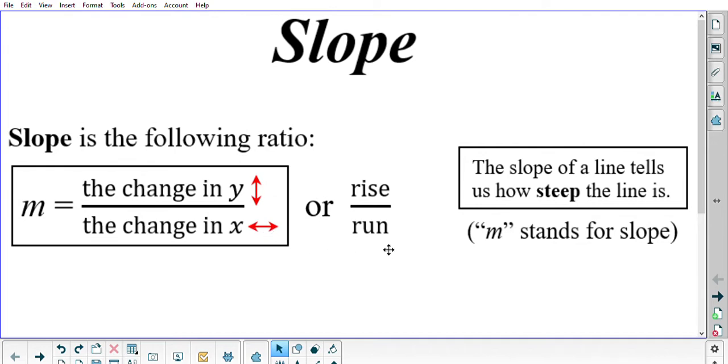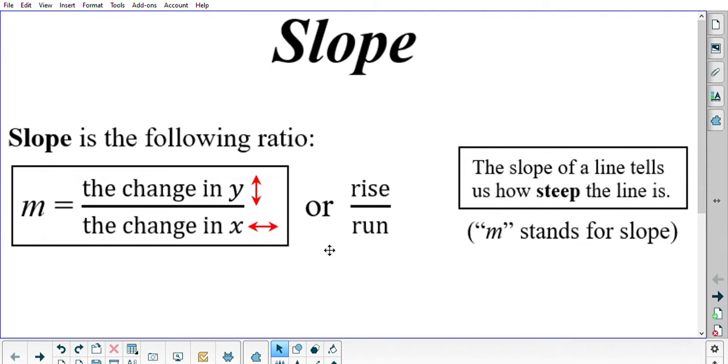Now, you're going to hear a lot of different mathematicians across America. They'll use another phrase for this ratio. Instead of calling it the change in y over the change in x, they might just call it the rise over the run. All right, that's another way of saying it. I'm not going to use that throughout these guided notes, but you will hear a lot of algebra teachers across America use that terminology. Rise over run means the same thing. Rise means going up or down. Run means going right or left. It's the exact same thing.